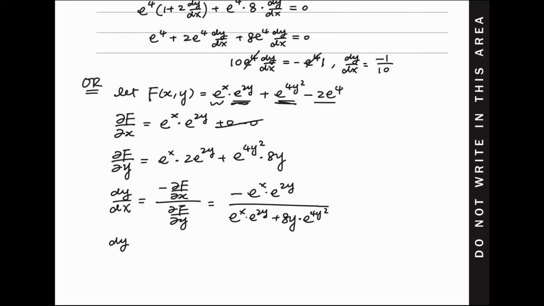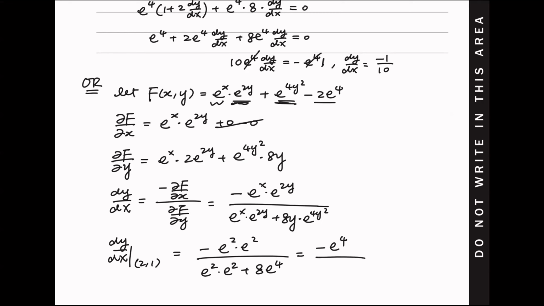And then I just slot in, let's say, (2, 1). Top will be e to the power 2 times e to the power 2. Bottom will be e to the power 2 times e to the power 2 times 1 plus 8 lots of e to the power 4. So minus e to the power 4 divided by... let me have a look. Oh, actually, I should have a 2 here and a 2 here. So be careful with the manipulations. So the bottom will be 10e to the power 4. That is minus 1 over 10. Okay.